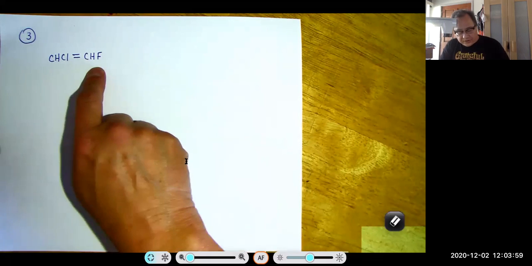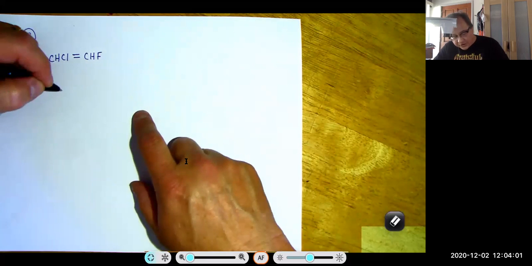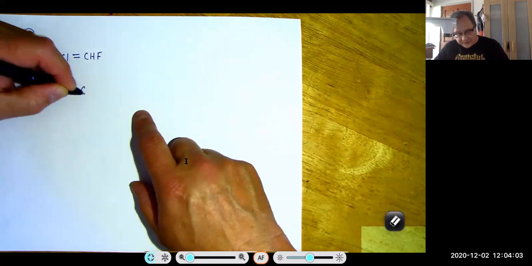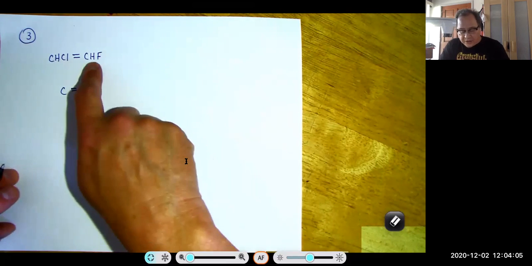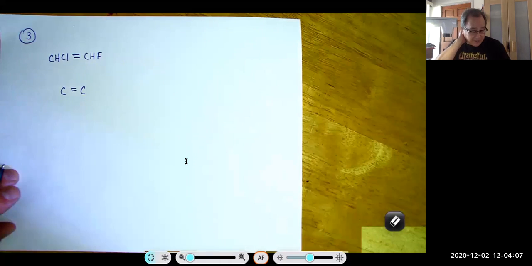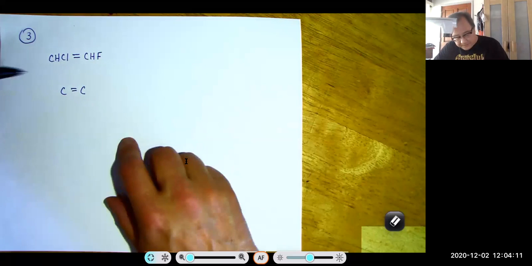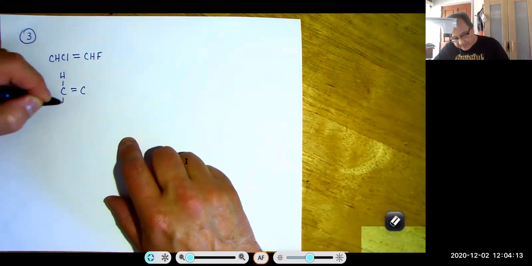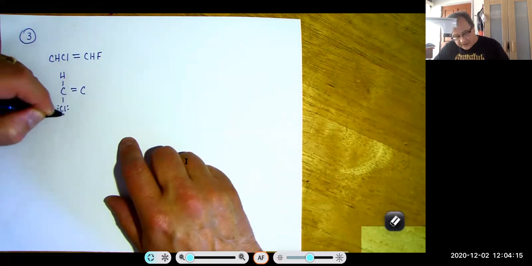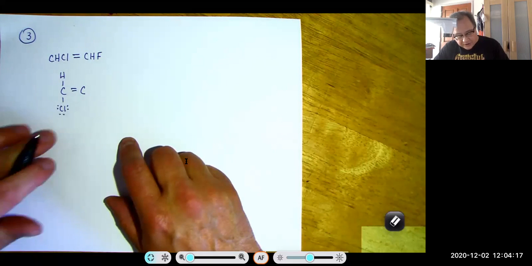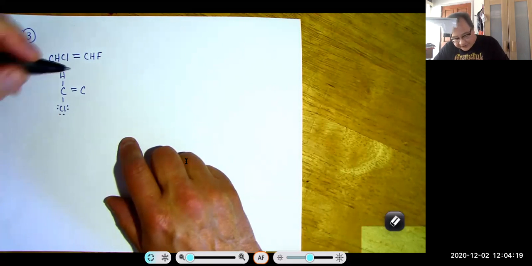Okay, so with this double bond, that basically means that you're going to have a double bond between two carbons, and you're going to have a hydrogen and a fluorine attached to this carbon, and a hydrogen and a chlorine attached to this carbon. And if I draw in the lone dots on the chlorine, it's going to look like this.